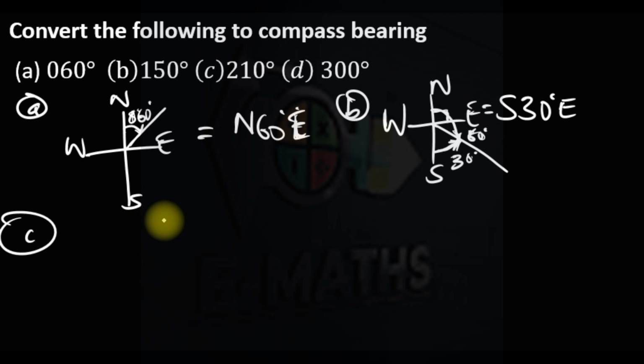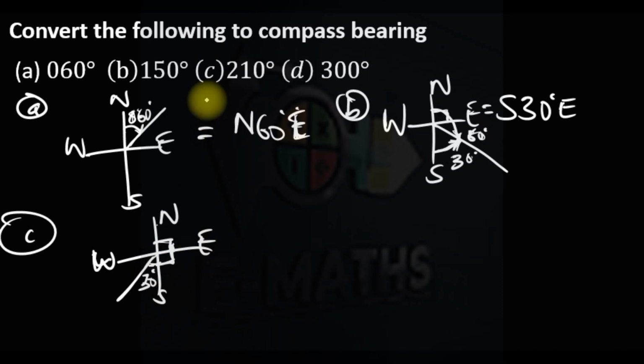Now the third one, I will draw north, south, west. So 210 should be here. This is 90, 90. That's 180, remaining 30. So this is 30. So again, you notice that if I start from south to west, the angle I will get will be less than 90. So the actual answer is now south 30 degree west.